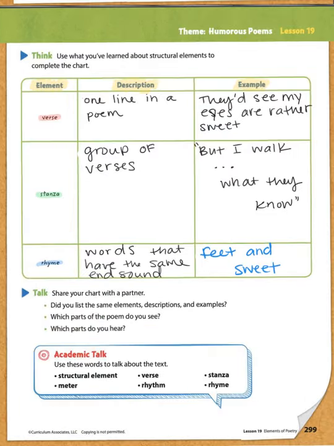Now that we've talked about the elements of poetry and you've seen some examples, I want you to think about these questions. Did you list the same elements, descriptions, and examples that I gave, or did you think of different ones? Which parts of the poem did you see? Which parts did you hear? All of these elements are important in understanding poetry, and we will get more into it in the next lesson.